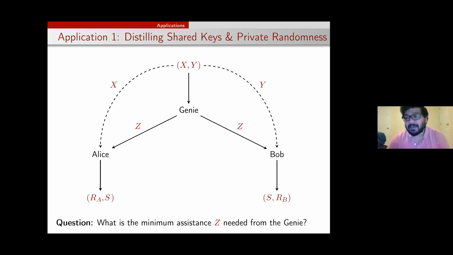So as a comment, I want to mention that similar problems have been considered, for example, in Wyner's common information, where you insist that the random variable S is the empty set. You do not want them to establish a secret key. Okay, so let's move ahead and see how this application could be useful.